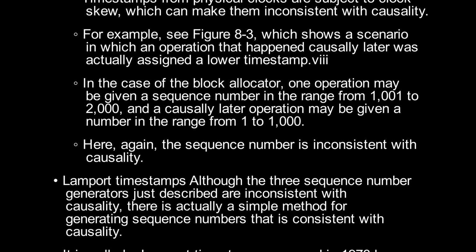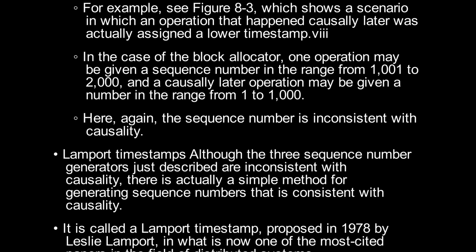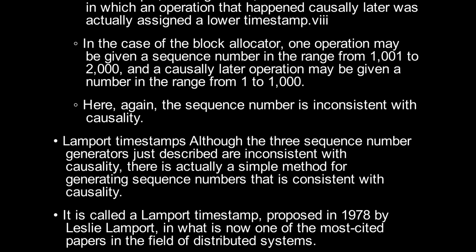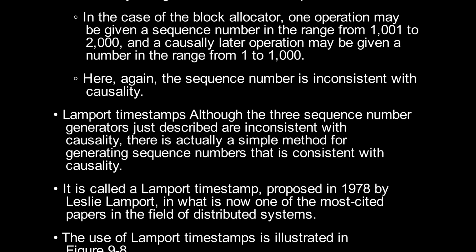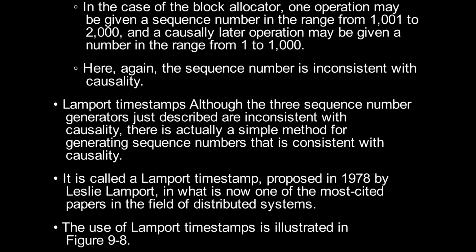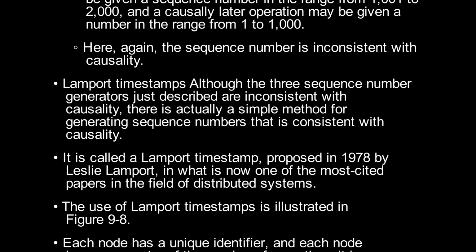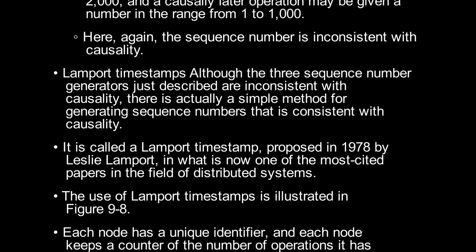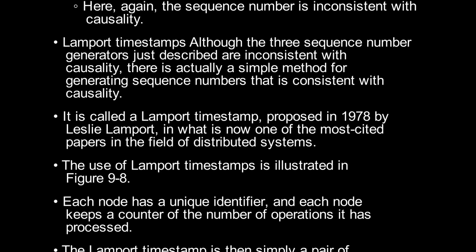Lamport timestamps. Although the three sequence number generators just described are inconsistent with causality, there is actually a simple method for generating sequence numbers that is consistent with causality. It is called a Lamport timestamp, proposed in 1978 by Leslie Lamport, in what is now one of the most cited papers in the field of distributed systems. The use of Lamport timestamps is illustrated in Figure 9-8.